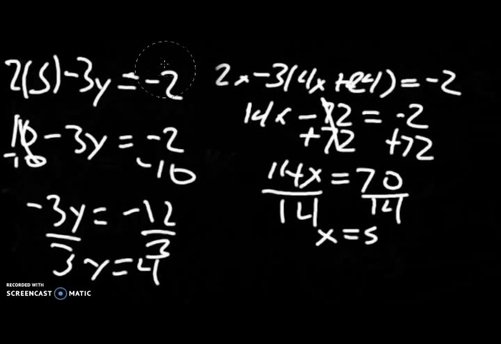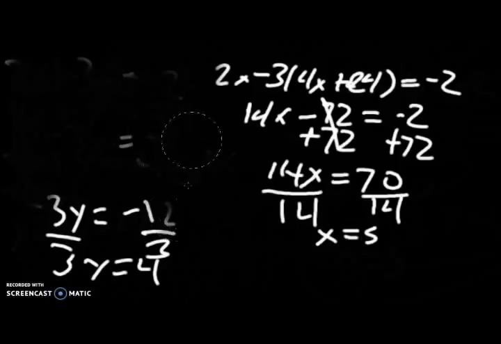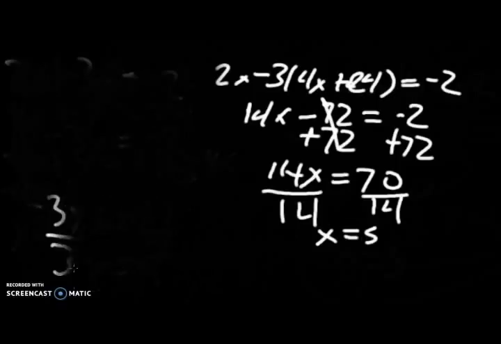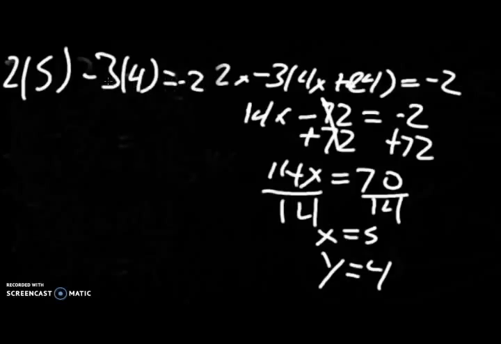Now I'm going to erase this again. Like I said, this is a video. If you need to go back, you can. Fortunately, I have limited space. Now we're going to input our newly found data that y is equal to 4 and put it into the whole entire problem. So we're going to do 2 times 5 minus 3 times 4 equals negative 2. Now that would be 10 minus 12, and I'm pretty sure that is equal to negative 2.